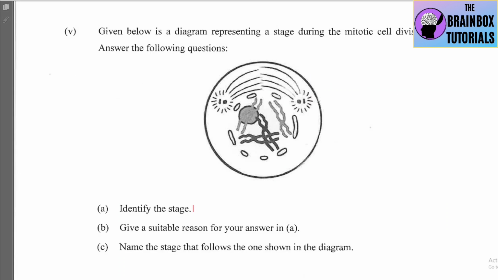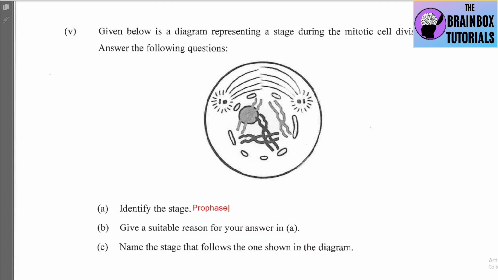Now number 5, given below is a diagram representing a stage during the mitotic cell division, that is mitosis. Answer the following questions. Okay, part A is identify the stage. So this stage is prophase. We can easily identify it because we can see the centrioles moving to the poles. Then the nuclear membrane and nucleolus have disappeared.